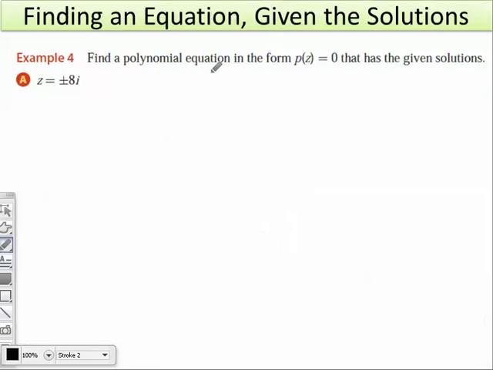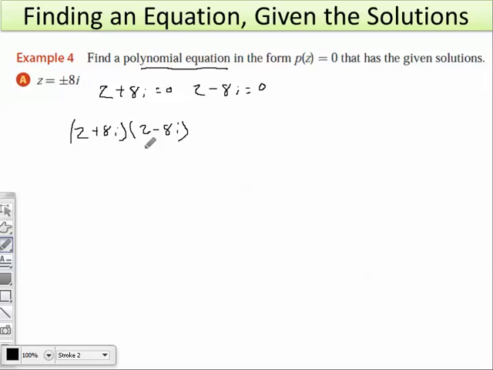Cool. Okay. Here they're wanting me to write a polynomial equation. And they're giving me that z is plus or minus 8i. That means I've got z plus 8i equals 0, or z minus 8i equals 0. Right? And if I wanted to get a polynomial from that, I could multiply those together. I got z plus 8i times z minus 8i. Well, I can see we've got the classic difference of squares there.